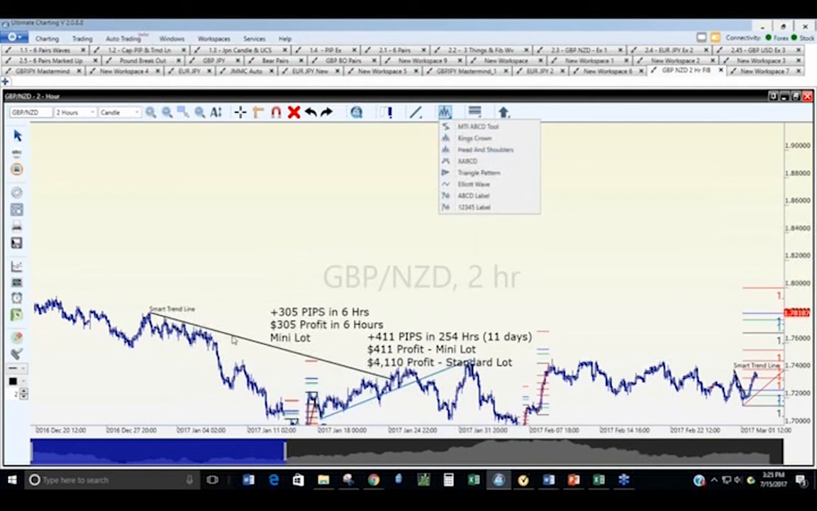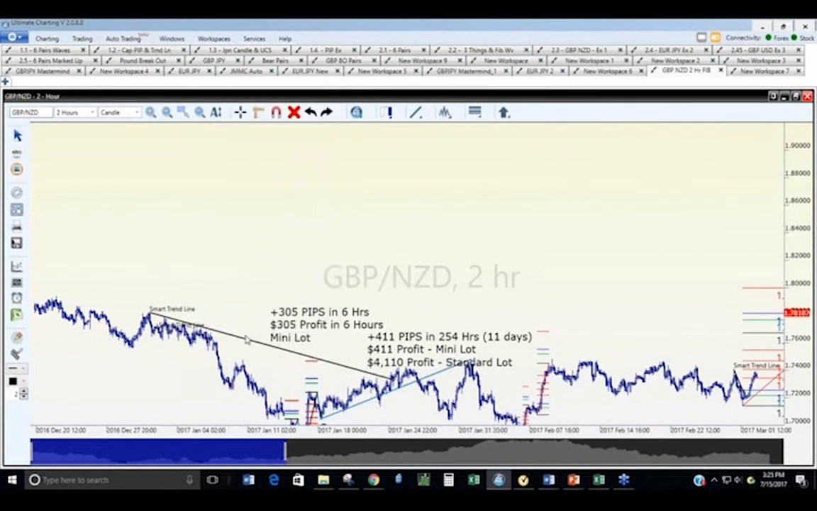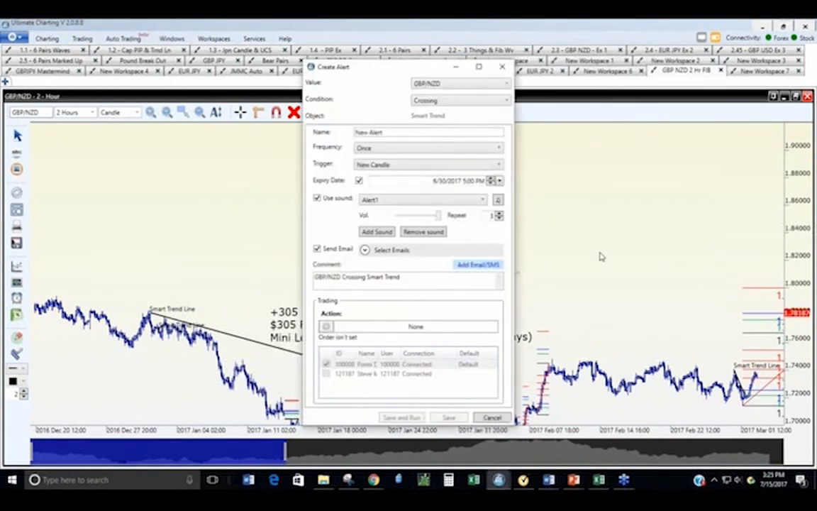Let's just say you want to enter this trade after it crosses above this trend line. Well, you can actually set something called an alert. All I do is I right click, I add an alert, and an alert box is going to come on, and you can say, hey, once it crosses above this, send me an alert, send me a text, send me an email. Heck, if you wanted to actually enter the trade, you can put it right in there for you.